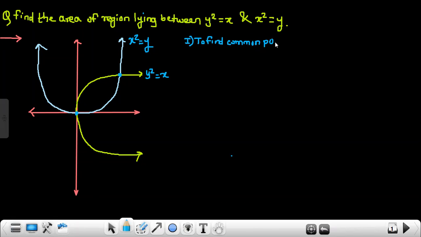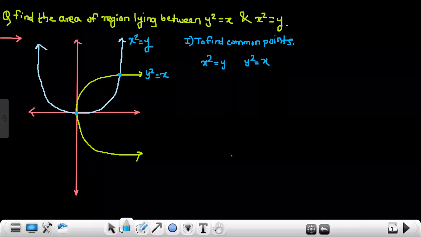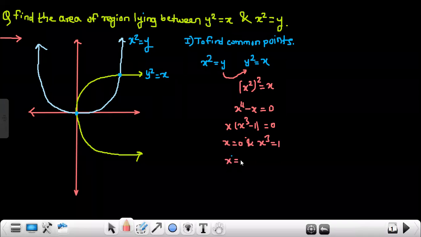To find common points, I can write x² = y and y² = x. From this, take the value of y and put it here. So I can write (x²)² = x. Now x⁴ − x = 0. Now x(x³ − 1) = 0. So x = 0 and x³ = 1. So my answer will be x = 0 and x = 1.